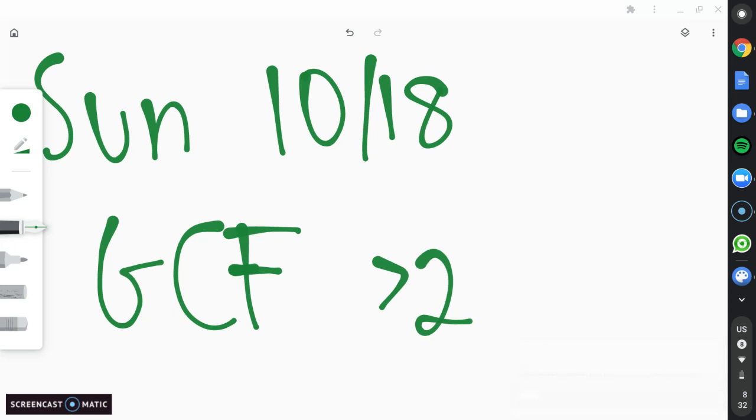Today is Sunday, October 18th. Please get out the math capture sheet for Sunday, October 18th. Today's topic is GCF with more than two numbers. Sounds scary, but I promise we'll get through it together. Go ahead and start the warm-up on your worksheet, and then we'll go over it when you're done.